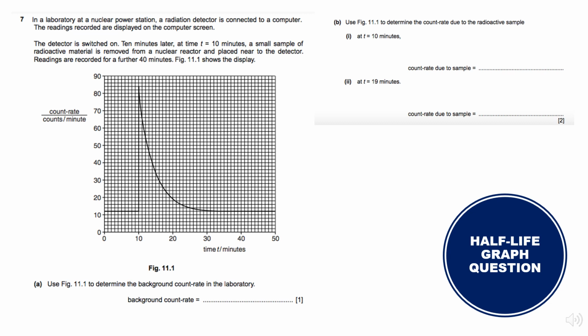Now part 2. At time t equal to 19 minutes. Again we find the corresponding value, so we'll take it as 21. So 21 on this graph, corrected for background radiation, so 21 minus 12, we get 9 counts per minute, and that is the answer of B part 2.